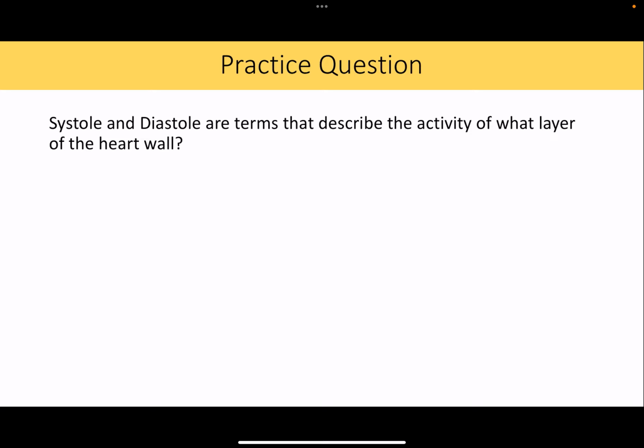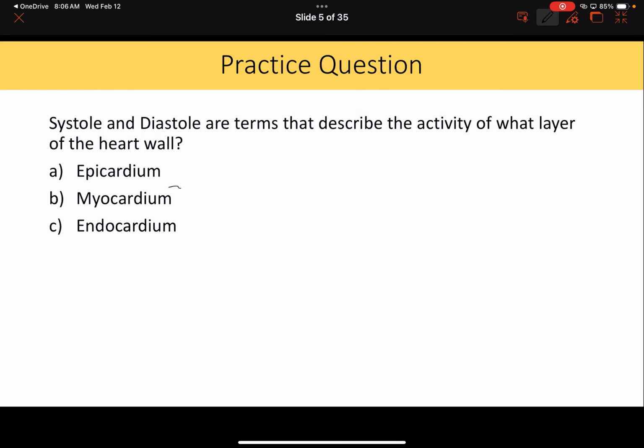So if we're talking about systole and diastole, so the contraction phase and the relaxation phase, what layer of the heart wall are we referring to? Not the pericardium. The myocardium. Only muscle has the ability to contract and relax. Connective tissue does not have the ability to contract. Epithelial tissue does not have the ability to contract. So when we're talking about systole and diastole, we're talking about the muscular part of the heart, so the myocardium, because that's the only one that has cardiac muscle.